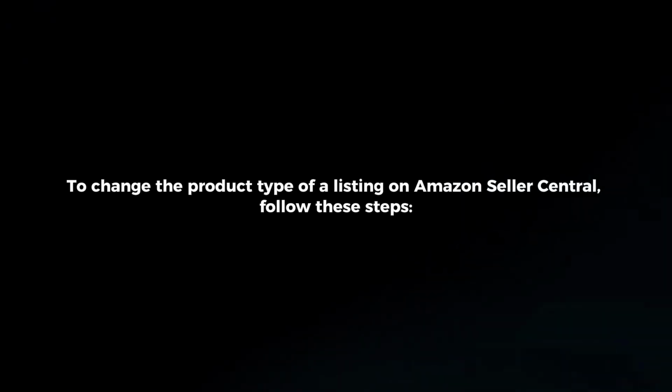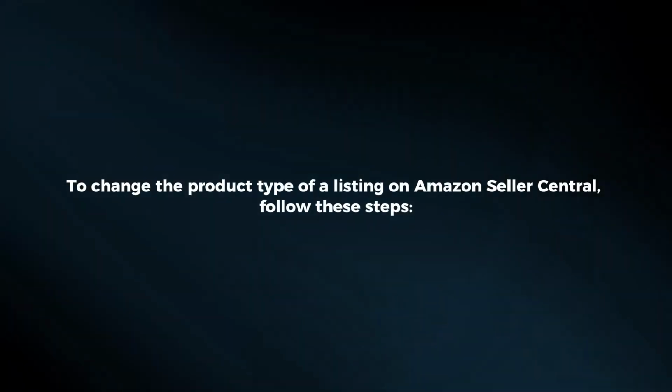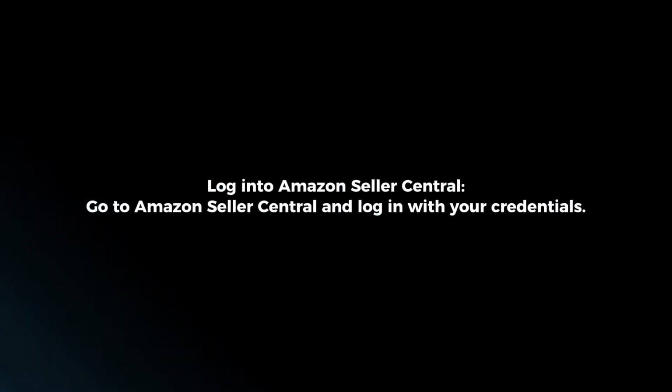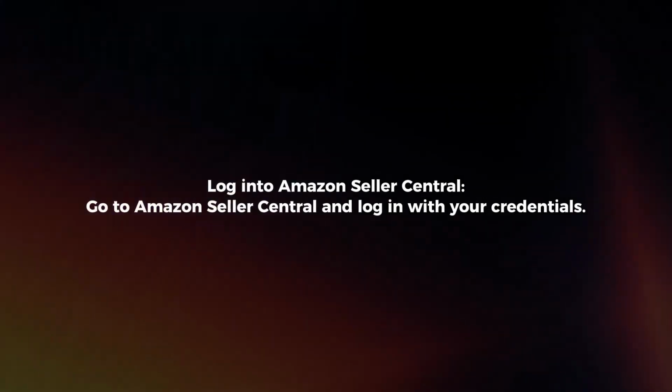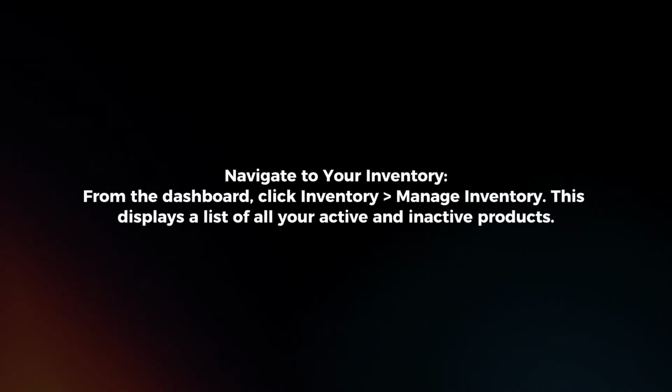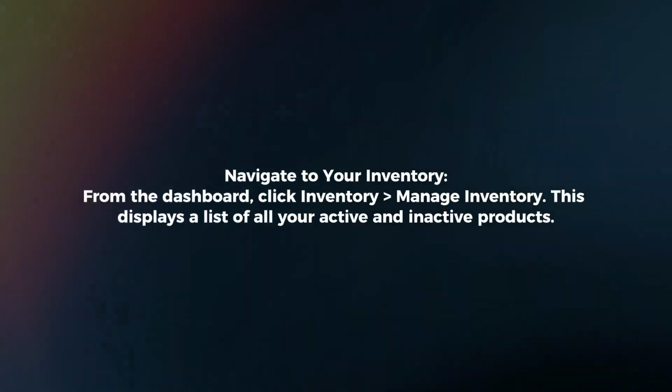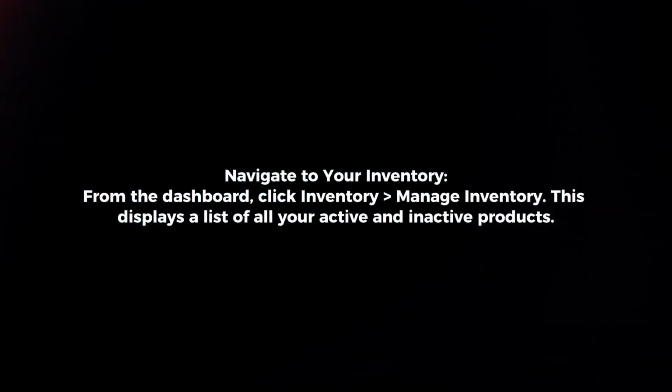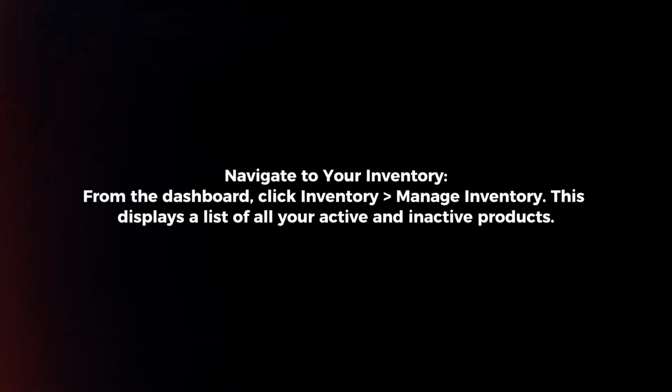To change the product type of a listing on Amazon Seller Central, follow these steps. Log into Amazon Seller Central. Go to Amazon Seller Central and log in with your credentials. Navigate to your inventory. From the dashboard, click Inventory, Manage Inventory. This displays a list of all your active and inactive products.